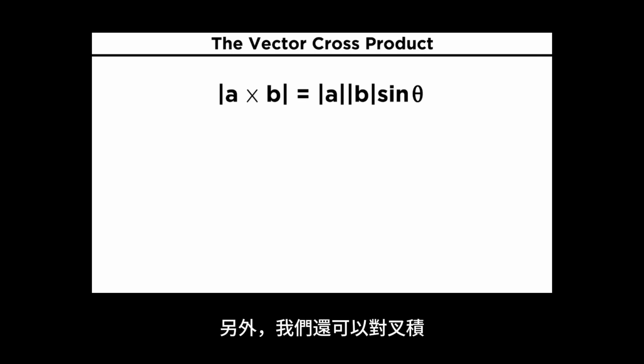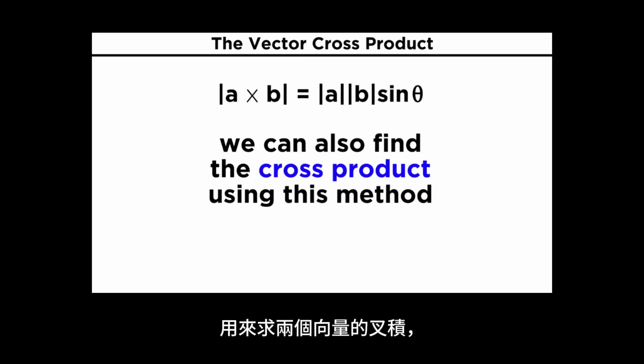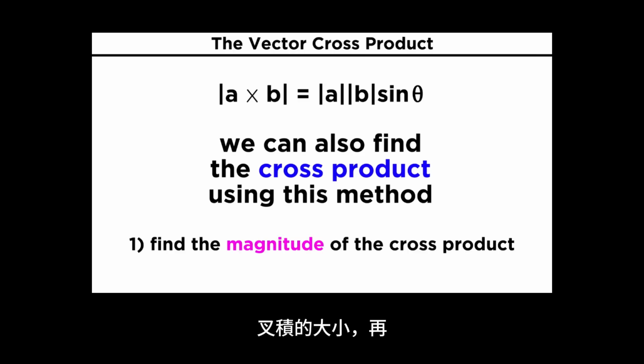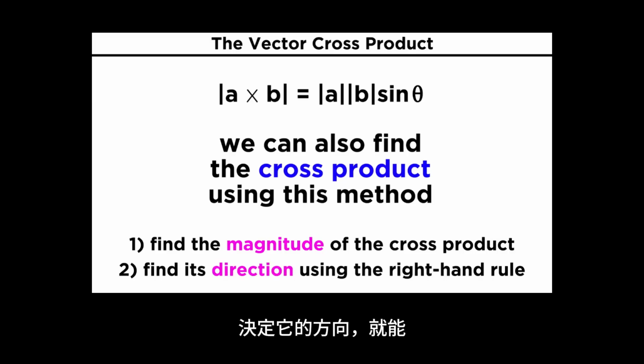Also, we can make the following statement about the length of the cross product vector. The magnitude of A cross B is equal to the magnitude of A times the magnitude of B times the sine of the angle between them. This definition can also be used to find the cross product of two vectors, because magnitude and direction are the two pieces of information conveyed by any vector. And if we calculate the magnitude of the cross product this way, and then determine its direction by using the right-hand rule, we can therefore accurately define this cross product.